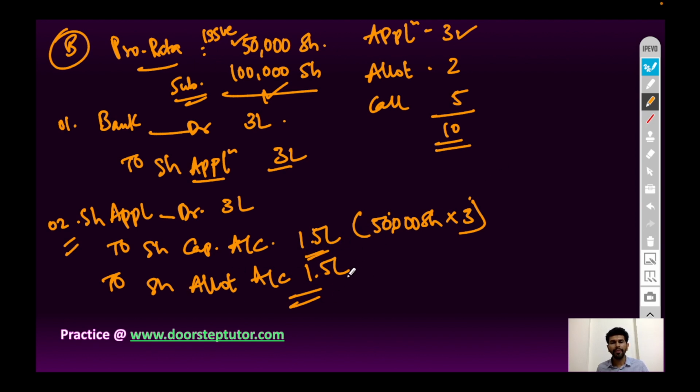And the remaining amount will be transferred to share allotment account. 3 lakh minus 1 lakh 50,000, balance 1 lakh 50,000 will be transferred to share allotment account. Let's check in case of under subscription.